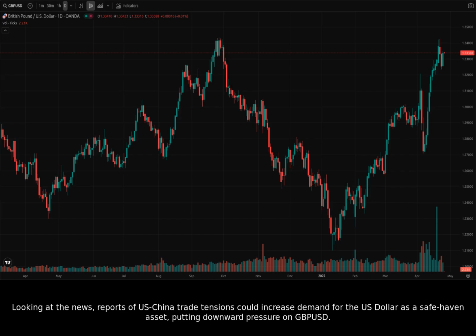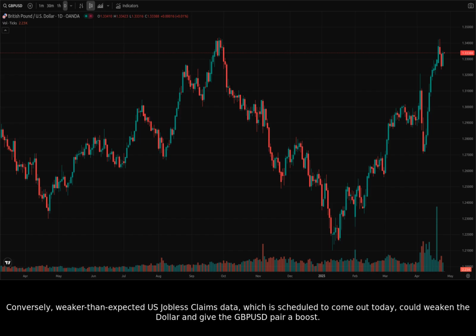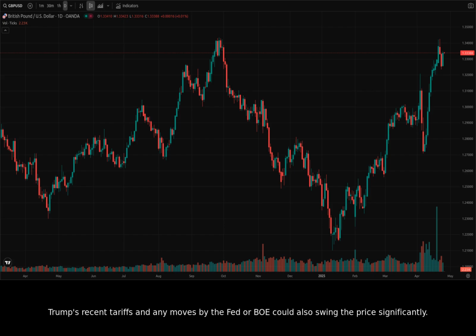Looking at the news, reports of US-China trade tensions could increase demand for the US dollar as a safe haven asset, putting downward pressure on GBPUSD. Conversely, weaker than expected US jobless claims data, which is scheduled to come out today, could weaken the dollar and give the GBPUSD pair a boost. Trump's recent tariffs and any moves by the Fed or BOE could also swing the price significantly.